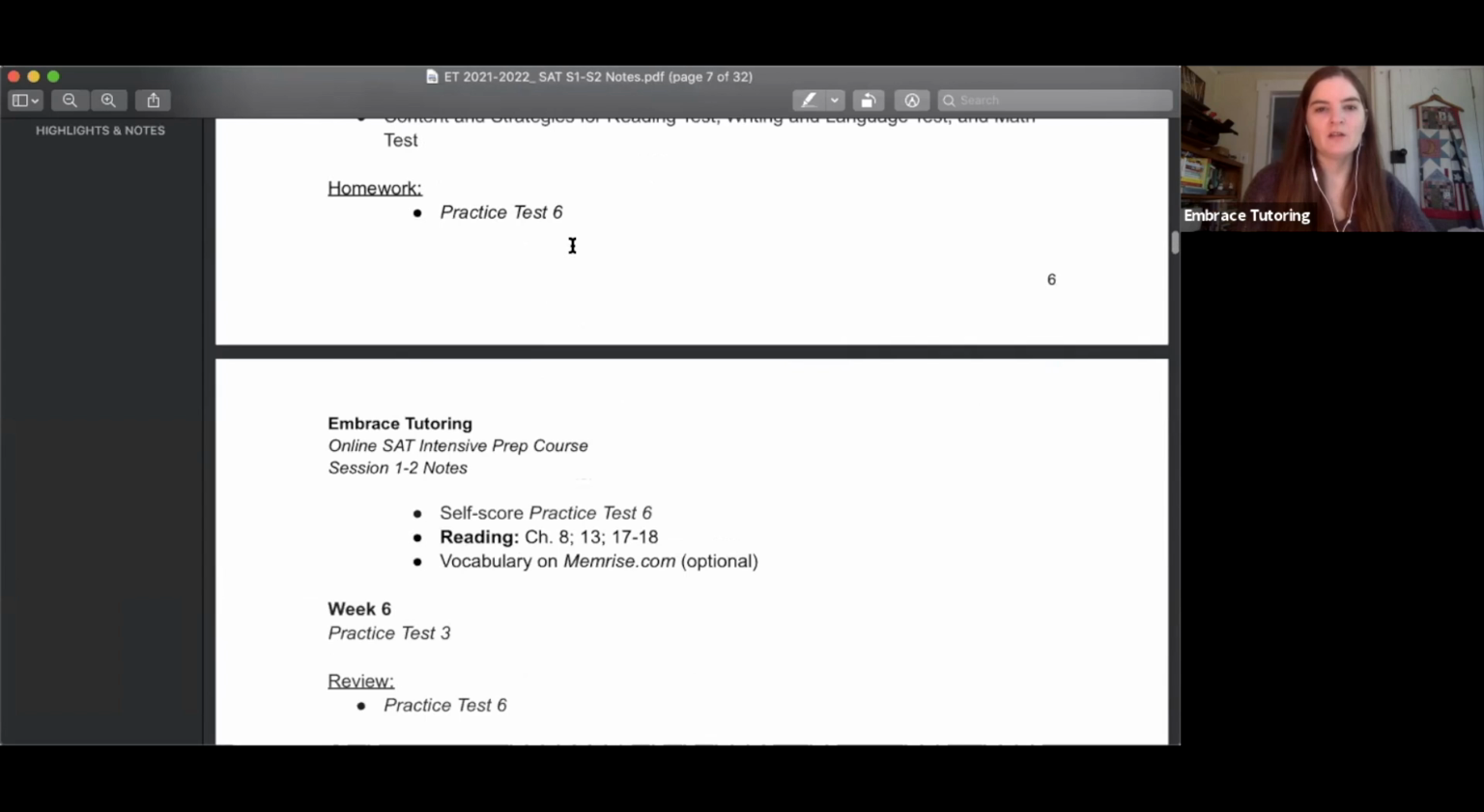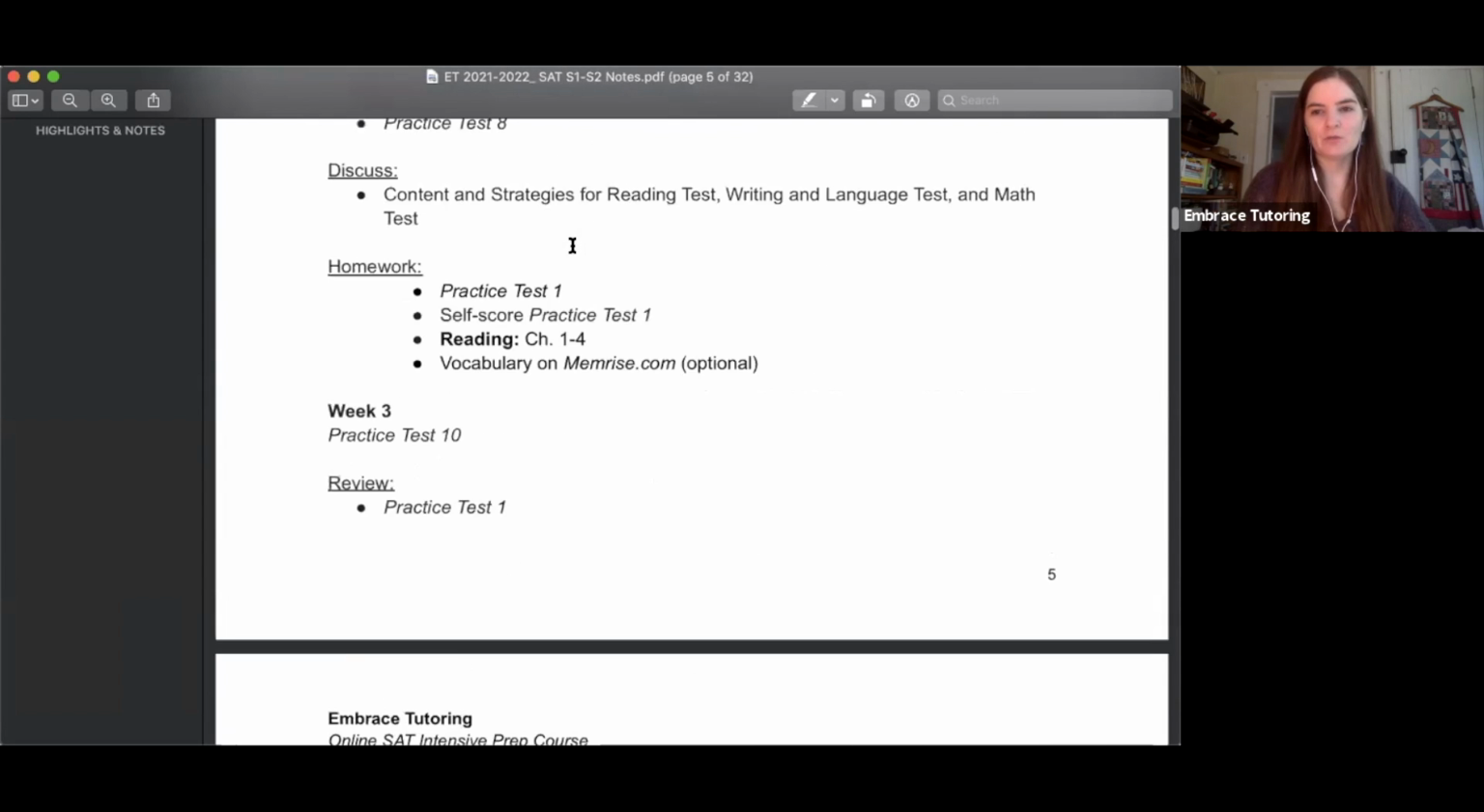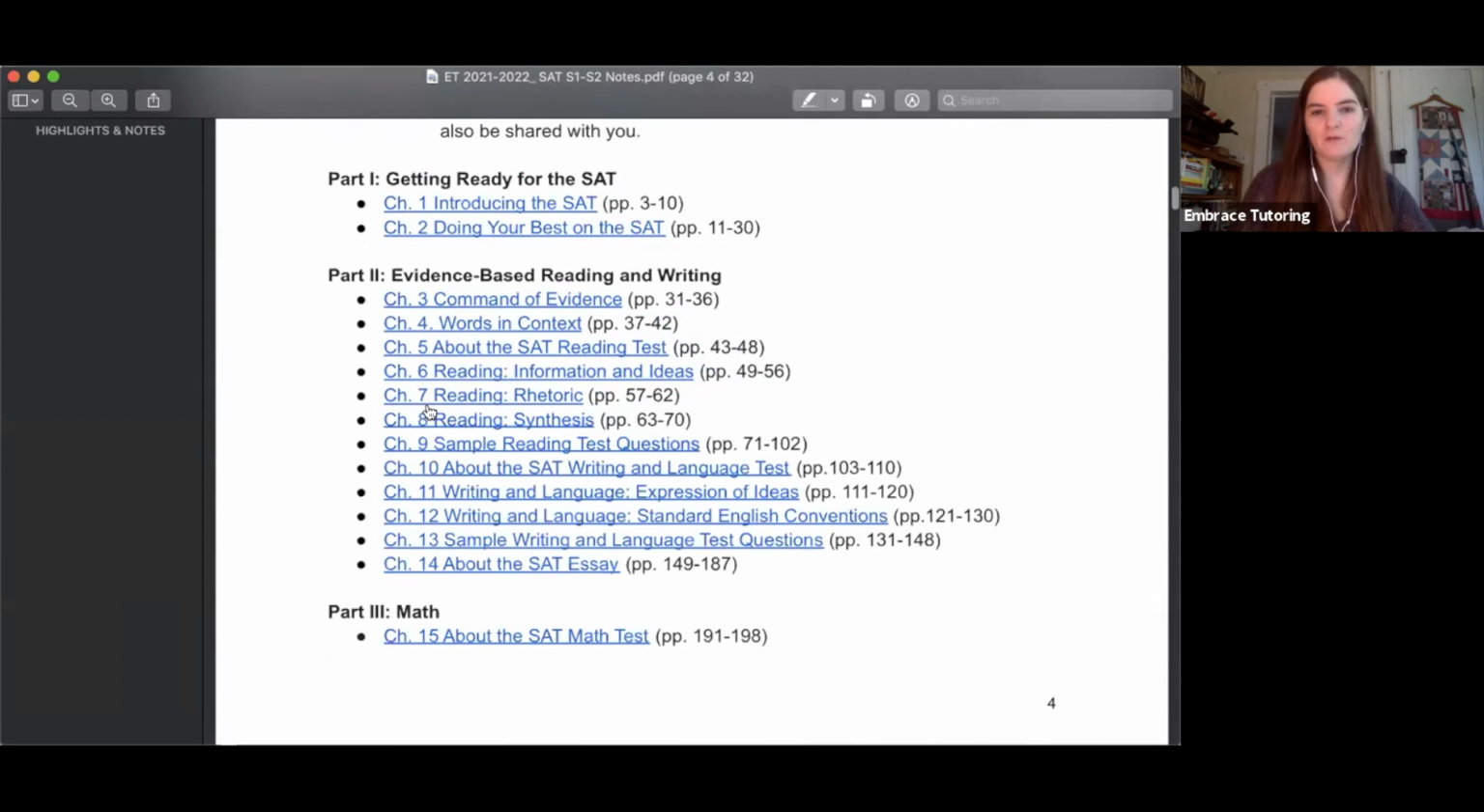Okay. So you had 17 and 18 that are due for this week for math. So let's start by taking a quick look at the reading synthesis.